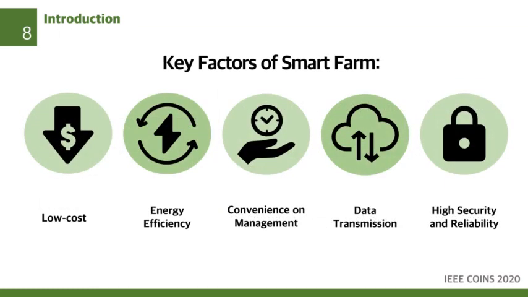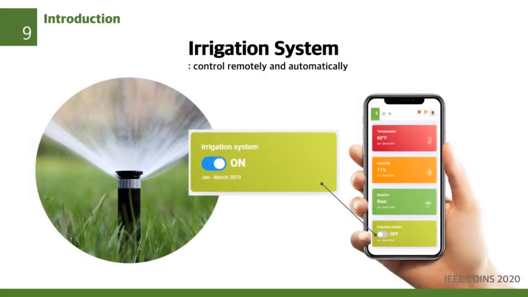Therefore, we thought that a smart farm based on LoRa and MQTT could meet the 5 key factors of smart farm: low cost, energy efficiency, convenient management, data transmission, and the assurance of high security and reliability. In order for farmers to conveniently manage their smart farm, we decided to design a smart farm that can automatically control the irrigation system and provide a web-based application for monitoring and remote controlling.